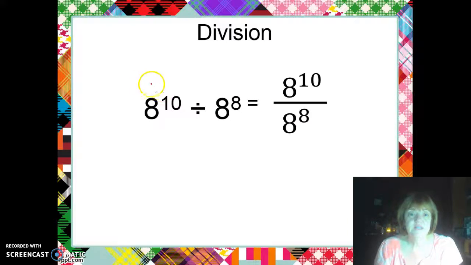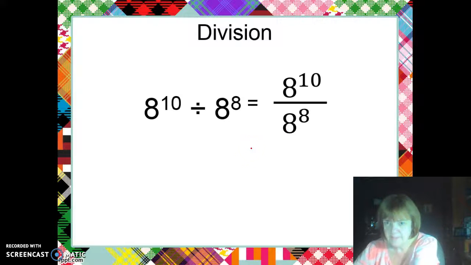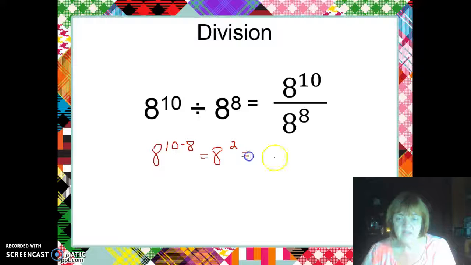So here's how we do these. Same way we do these. We just subtract the exponents, 10 minus 8. So you're still doing the exponent on top minus the exponent on the bottom. In this case, we get 10 minus 8, 2, right? I'll write that down: 8 to the 10 minus 8, which gives us 8 squared. And if I want you to simplify all the way, in this kind of one, not too bad, you should have this memorized, 64.